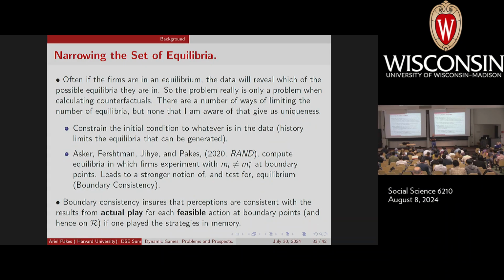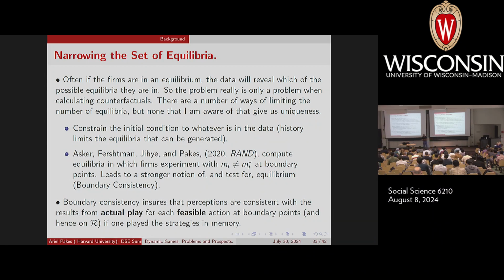Like the one I gave yesterday, I started at the very beginning of the data, the very first quarter in the data. The different firms had different amounts of advertising, different amounts of DCT and prices at that time, and that determined a lot about the equilibrium that we could get. It doesn't determine uniqueness, but it does narrow the set of equilibria.